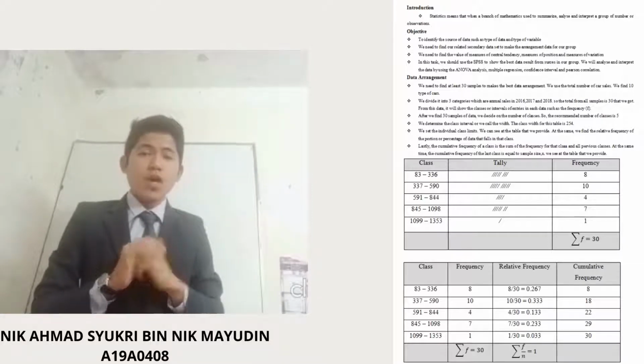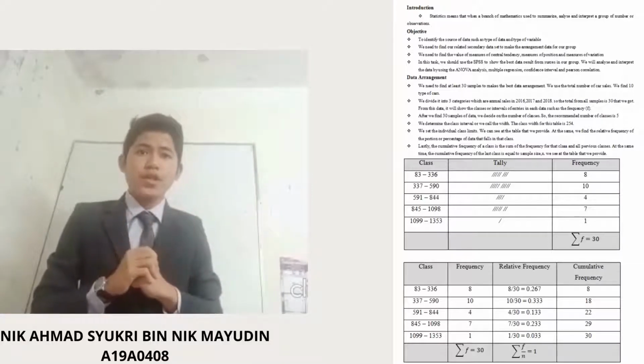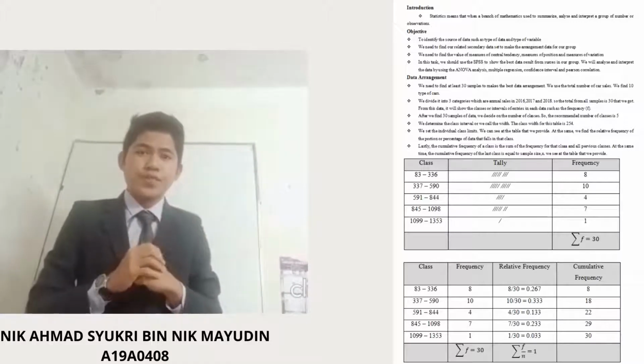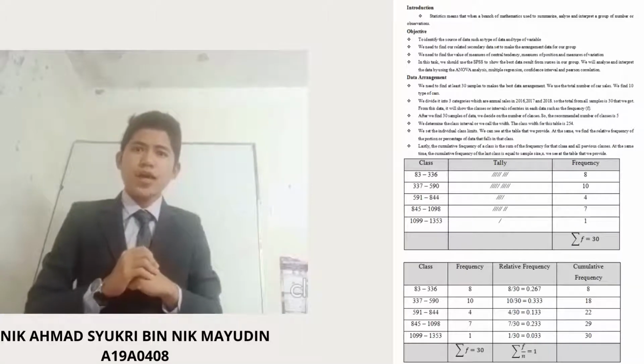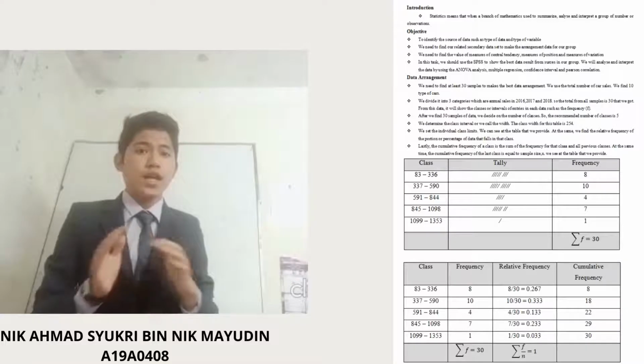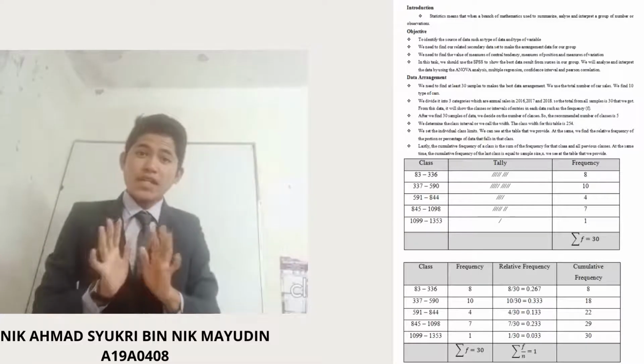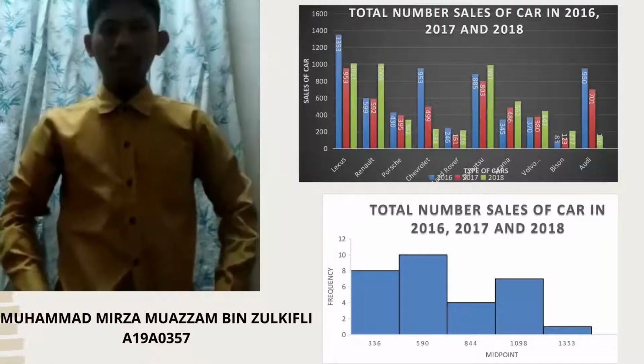At the same time, we find the relative frequency, the portion or percentage of data that falls in the class. Lastly, the cumulative frequency of a class is the sum of the frequency for that class and all previous classes. At the same time, the cumulative frequency of the last class is equal to the sample size, which is n. We can see it in the table that we provided.